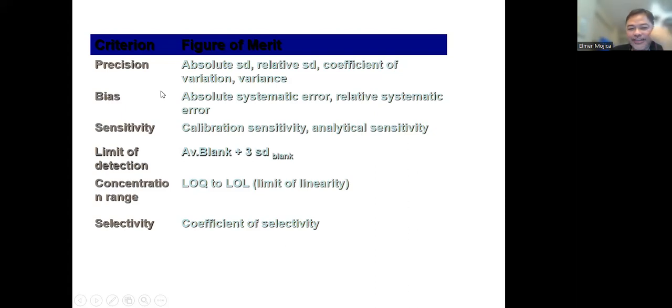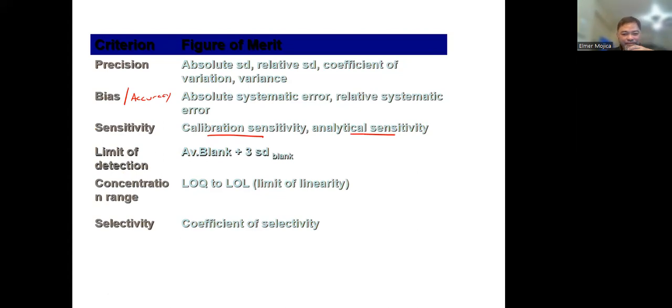Generally. Okay, and bias. What is the other name of bias here? Accuracy. So whether you have an absolute systematic error or a relative systematic error. And then you have sensitivity. Okay, so you have this calibration sensitivity and analytical sensitivity. What's the difference of the two?